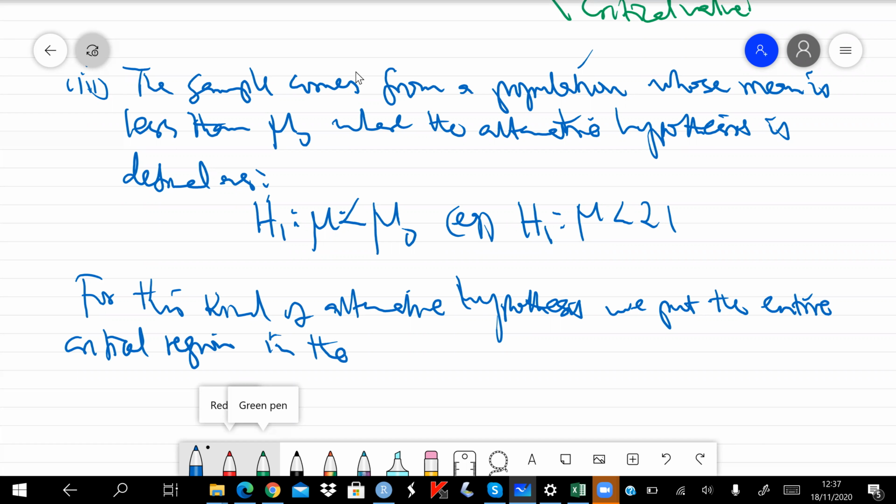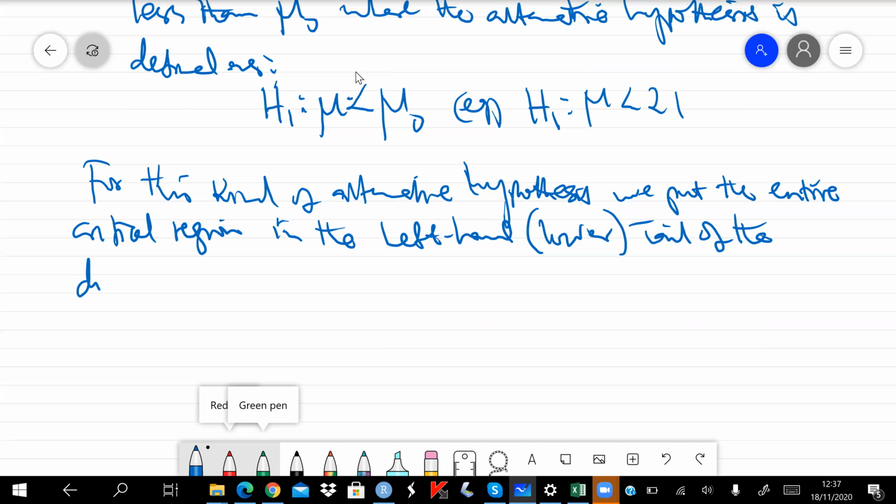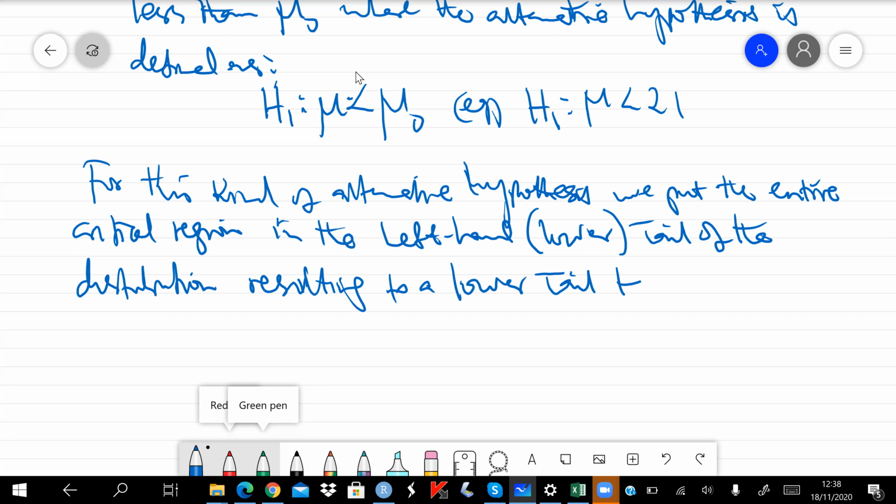In the left hand, or the lower tail of the distribution, resulting to a lower tail test. As shown below.